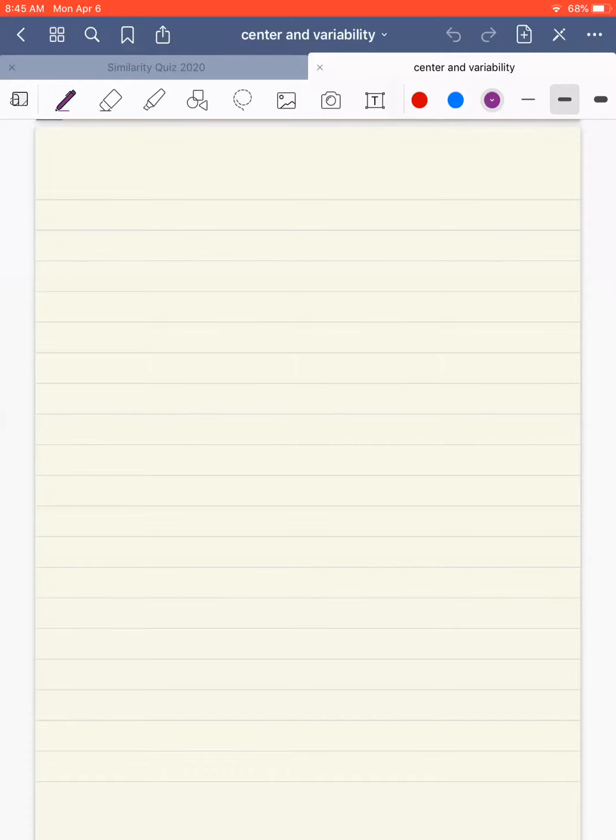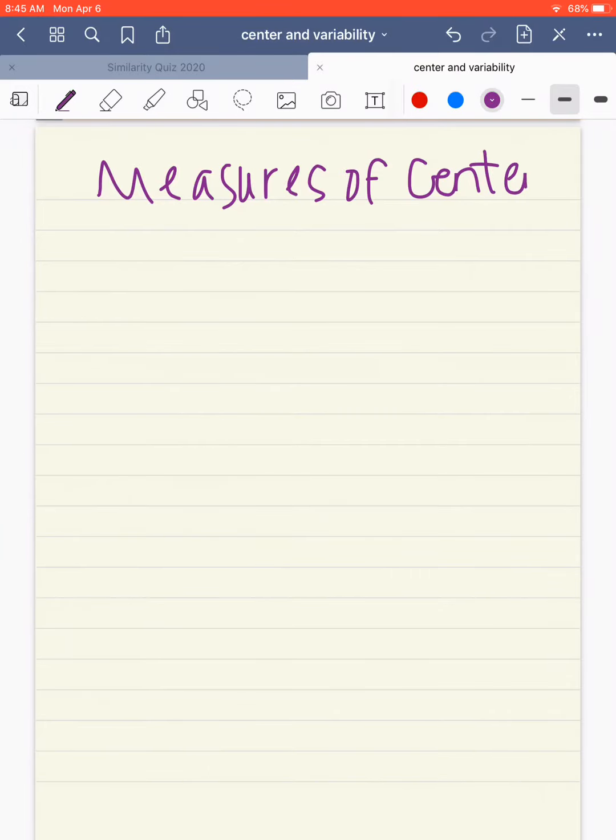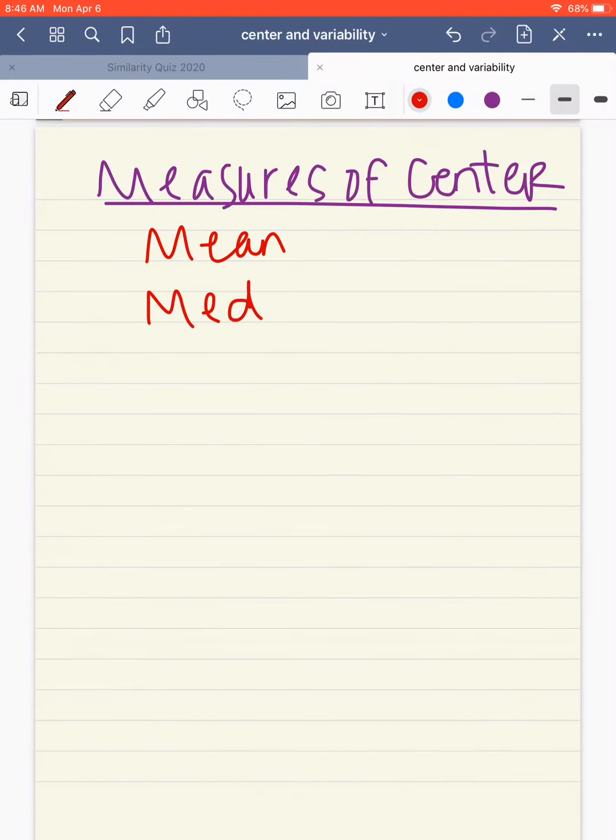Okay, so today I want to talk to you guys about measures of variability and measures of center and what they really stand for. So for measures of center, sorry about my handwriting here. The three measures of center are mean, median, and mode.